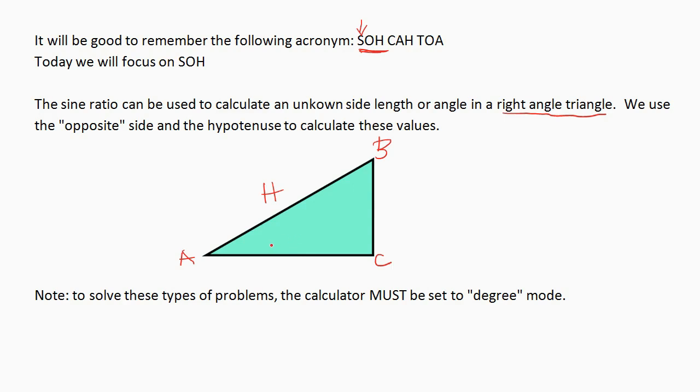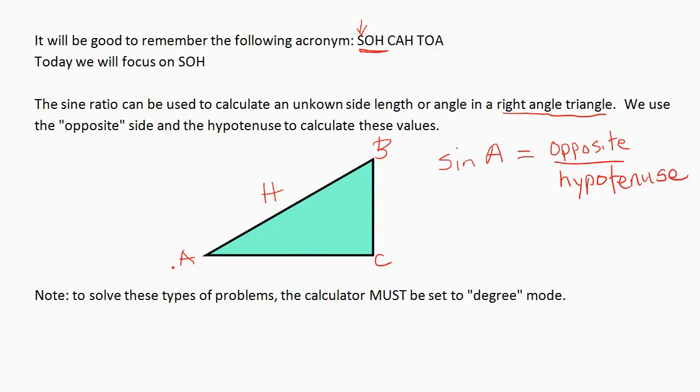Well, it kind of depends on which angle we're referring to. So let's look at it from the perspective of angle A. So we could say sine A equals opposite divided by hypotenuse. And by definition, sine of some angle is equal to opposite over hypotenuse. It will always be opposite over hypotenuse. But which side is opposite? We already know which side is hypotenuse.